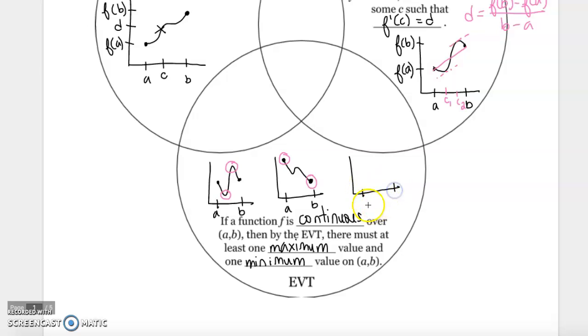So if I had a graph that went from A to B, and let's just say the very highest was an endpoint, but the very lowest was a relative minimum. So one of your absolutes is an endpoint, where the other absolute is a local minimum or maximum.